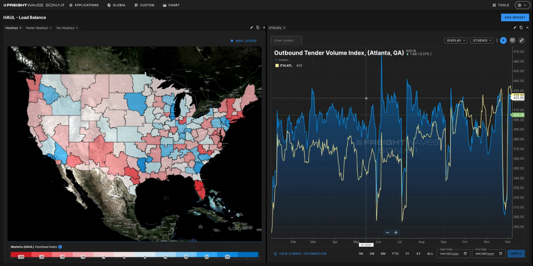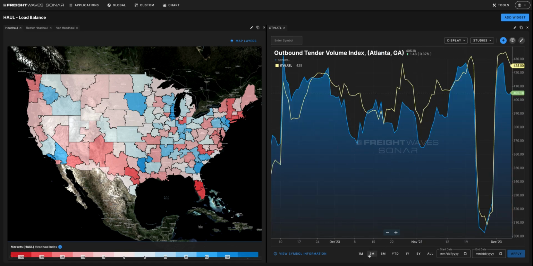The reason I have it pulled up over here on the chart is so that you can kind of see which one is shifting that number to be positive or negative. So Atlanta market throughout the years goes back and forth. Normally it is a head haul market, which means that it's a positive number, but it looks like in the past couple of months, it's shifted and become more of a back haul market.